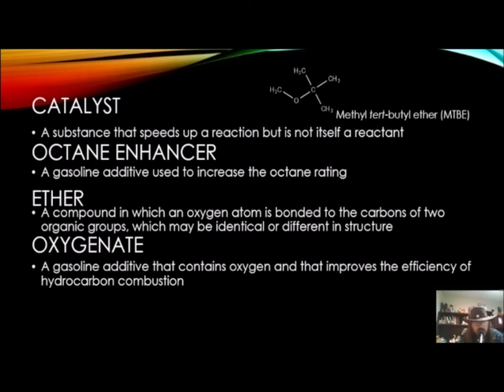The other advantage of MTBE is that it's an oxygenate. It's a gasoline additive that contains oxygen and may improve the efficiency of hydrocarbon combustion. Basically, if there's not enough oxygen mixed in with the fuel, we'll produce more carbon monoxide, like we saw at the end of last chapter. But if we have more oxygen, we're going to see a complete combustion to CO2. Well, these oxygenates will add extra oxygen, so we'll get a better combustion and more power.